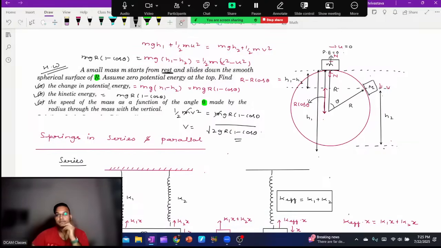Got it? Yes. This is how we solve this question.